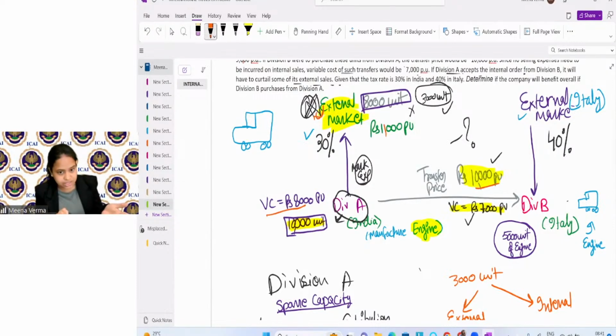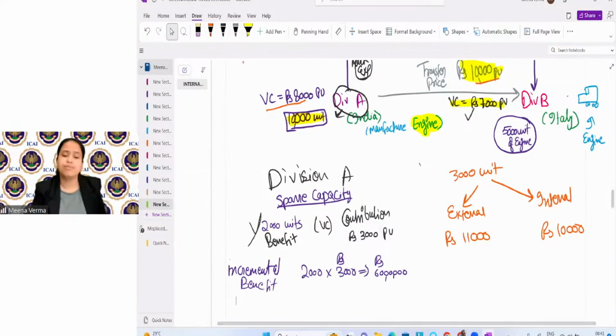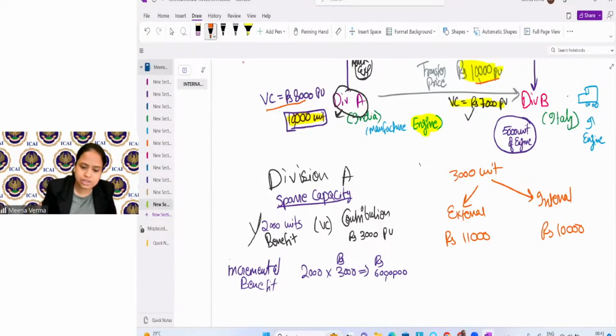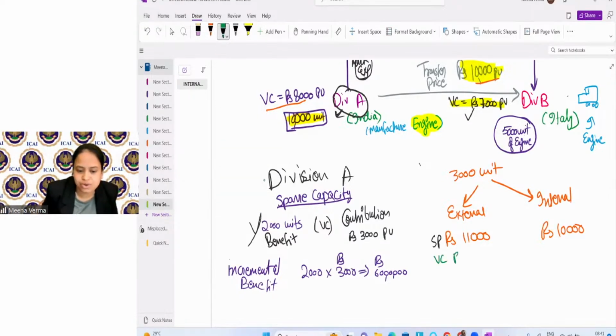Maybe the reason is that variable selling expenses or marketing expenses are included, because when you want to sell in the outside market, you have to do some advertisement and marketing. This is the final selling price when you sell the goods outside market. And the variable cost here is what? Rupees 8,000.